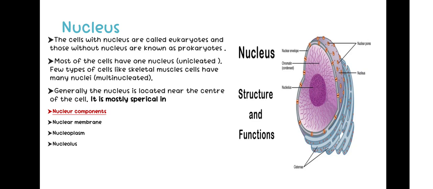A few types of cells, like skeletal muscle cells, have many nuclei, called multinucleated. That means in skeletal muscle the number of nuclei is more than one. Generally the nucleus is located near the center of the cell and it is mostly spherical in shape. If we see the nuclear components, there are mainly three: nuclear membrane, nucleoplasm and nucleolus.